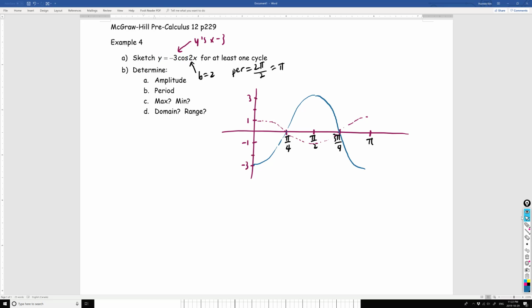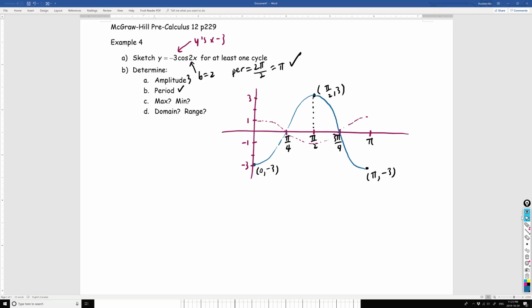which is pi. So the amplitude is going to be the physical distance from here to here, which is the absolute value of the a value, which is 3. And the period we mentioned was already pi. We took care of that. The maximum value would be 3. If you wanted the coordinates of the maximum, it would be pi over 2 comma 3. And if you want the minimum, you could say 0 comma negative 3, or you could even say pi comma negative 3.